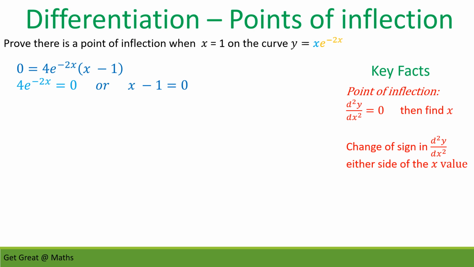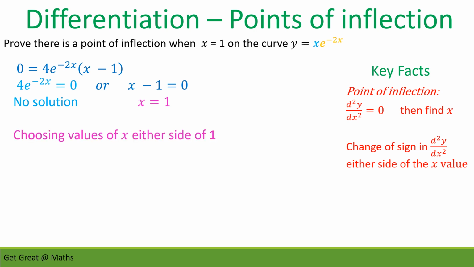Now the exponential curve is always positive, which means that there is no solution on the left hand side, the bit in light blue, but on the right hand side I get x equals 1. So we have shown there is a stationary point at x equals 1, which is a point of inflection, but we have got to prove it.